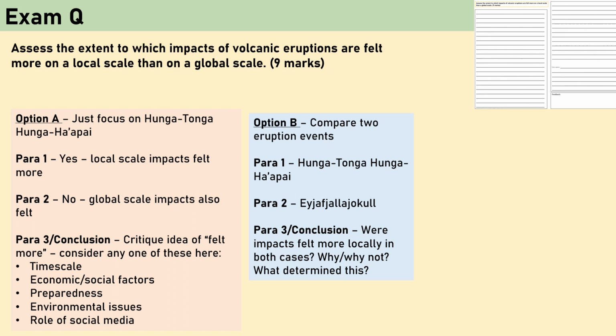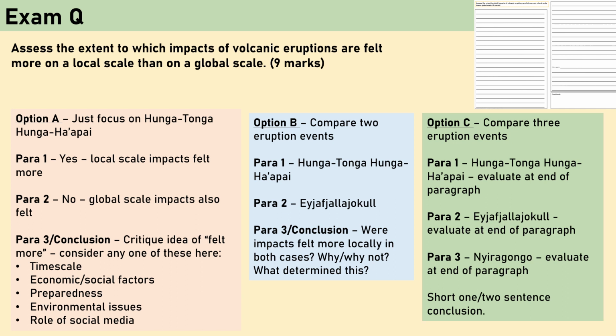Your second option is to compare 2 eruption events. So you could do the one we've done today, an Eyjafjallajökull, or you could do Nyiragongo. It doesn't matter, you pick any 2. And then your paragraph compares the 2. So you say, were impacts felt more locally in both cases, why or why not? And maybe one sentence to say what the determining factor there was. And then you've got a third option, which is to compare all 3 eruption events, so 1 paragraph each and a really short conclusion. However, you must evaluate at the end of each paragraph the answer to the question if you're going to do it that way.